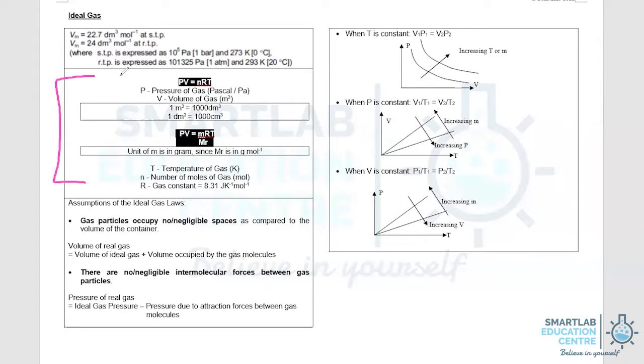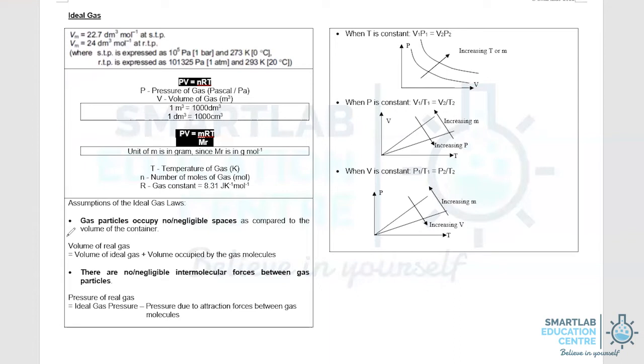When applying this formula, there are two key assumptions made. The first one is that gas particles occupy no or negligible space relative to the volume of the container. And the second one is that there are no or negligible intermolecular forces existing between the gas molecules.